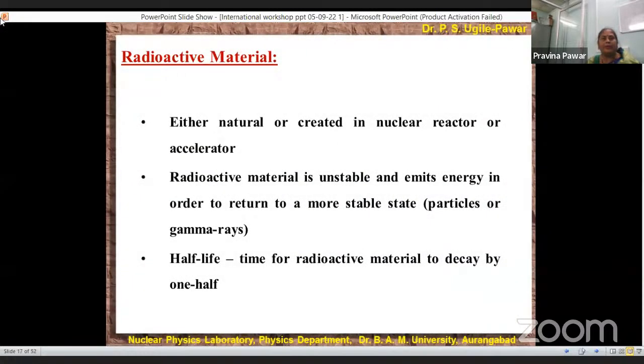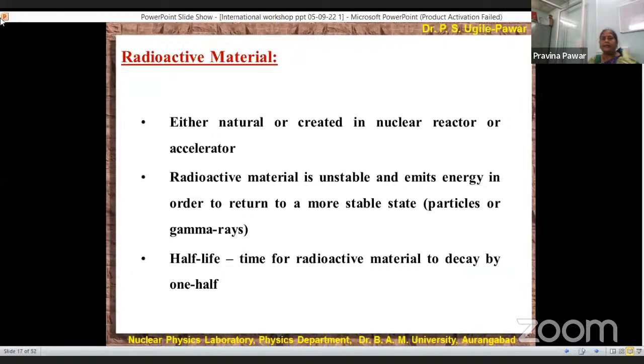Now, radioactive material, they are either natural or created in a nuclear reactor or accelerator. The radioactive material is unstable and emits energy in order to return to a more stable state, that is particles or gamma rays. And half-life, it is nothing but the time required to disintegrate half of its original substance. It is half-life, time for radioactive material to decay by one half.